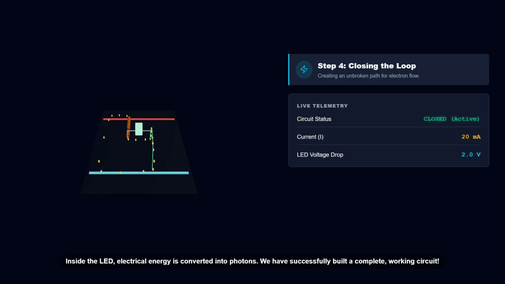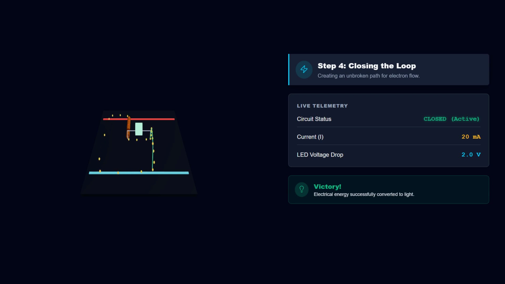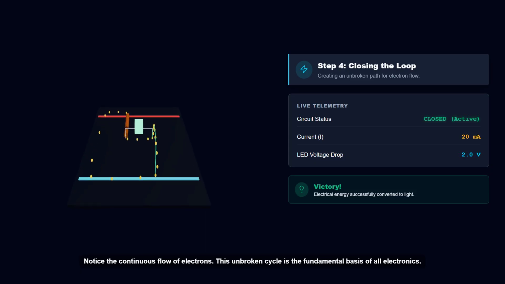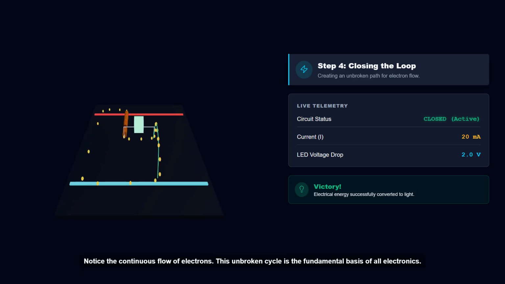Inside the LED, electrical energy is converted into photons. We have successfully built a complete working circuit. Notice the continuous flow of electrons. This unbroken cycle is the fundamental basis of all electronics.